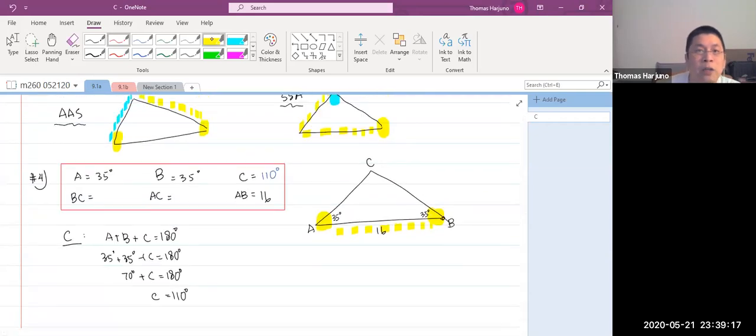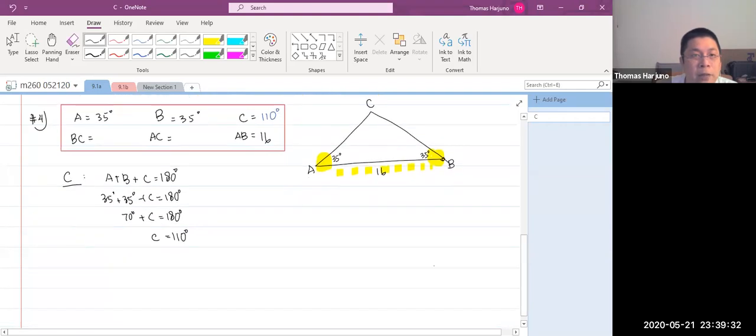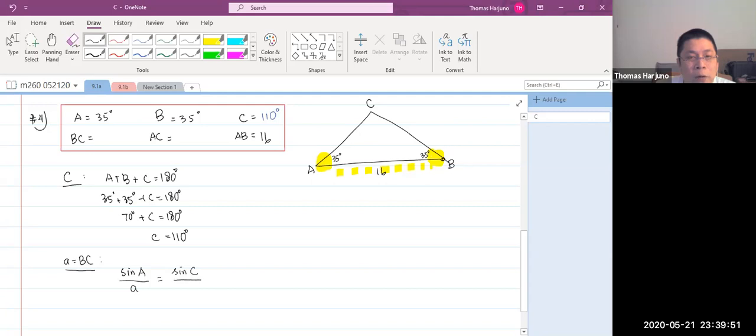Now, once we have this one pair, then we can apply law of sines. Okay, now to use law of sines, let's find side A first. Side A is side BC, the opposite of angle A, right? That will be sine A over side A equals sine C over side C.